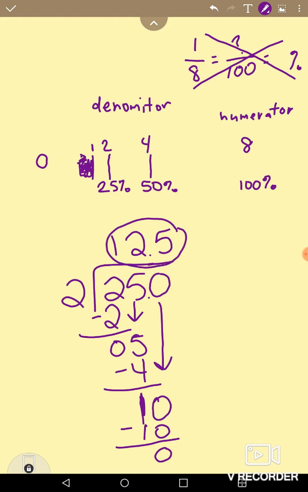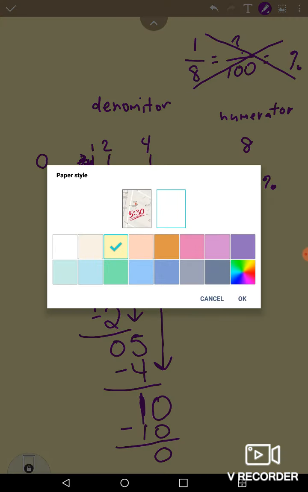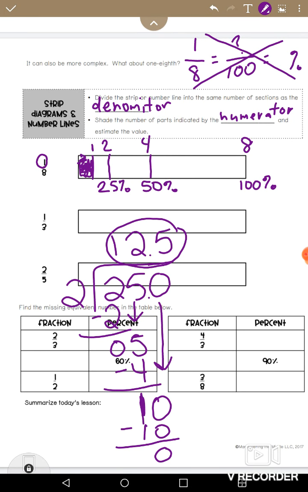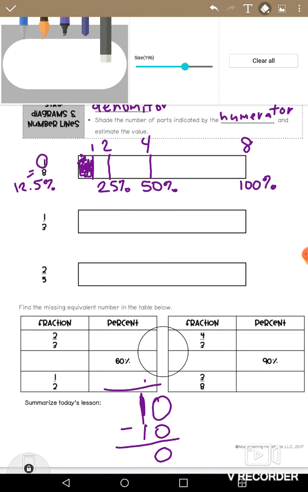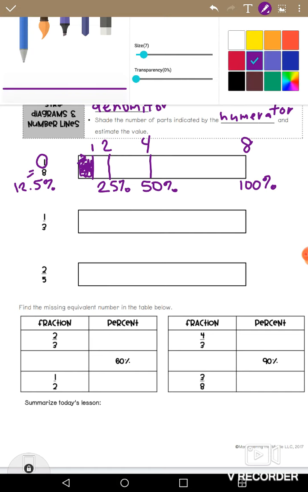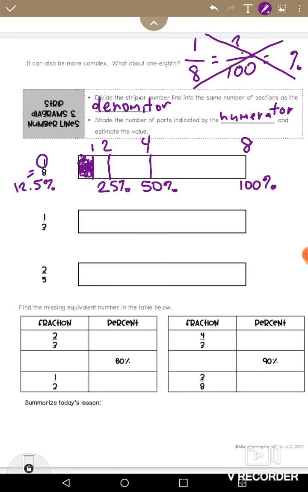So 25% divided in half is 12.5. Okay, so let's go back to our problem. So now we can say that 1/8 is equal to 12.5%. Okay? All because 1/8 is not easily transitioned into a fraction with a denominator of 100. Okay? So let's try the rest of these.